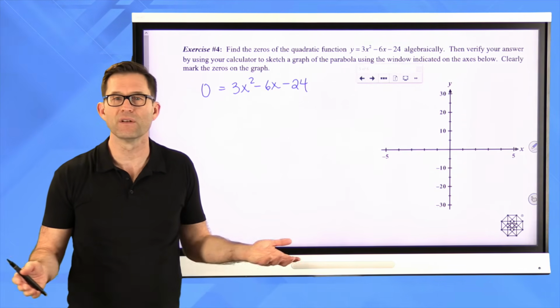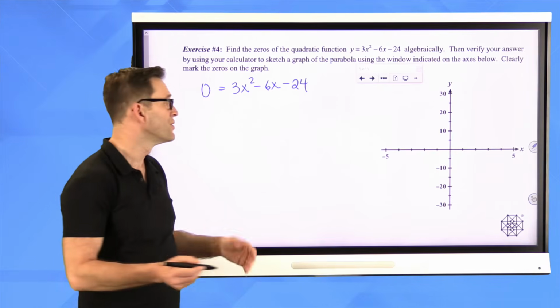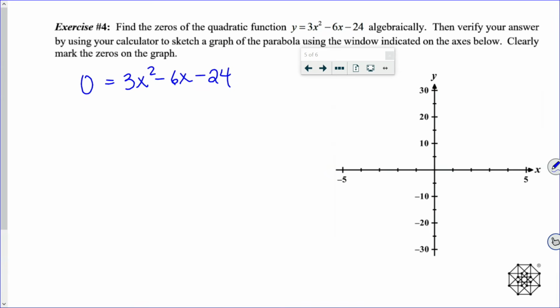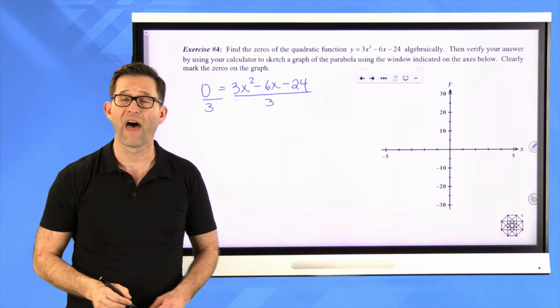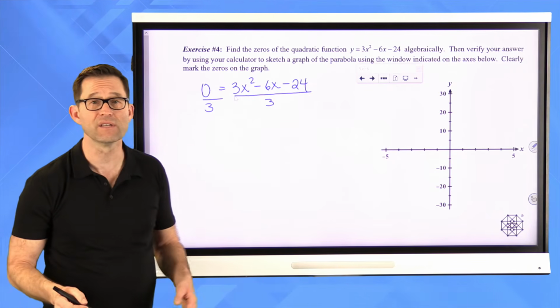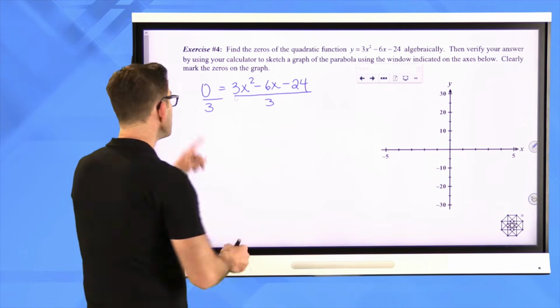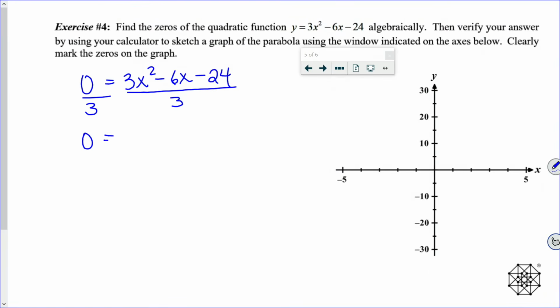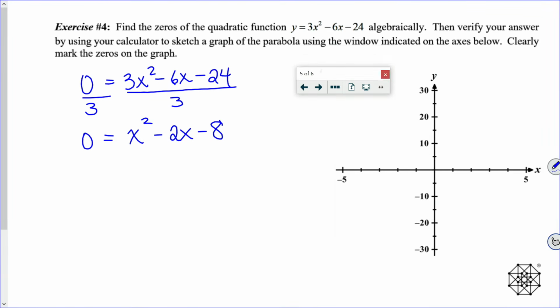Remember, there's the division property of equality. So since 3, 6, and 24 can all be divisible by 3, as well as 0, let's just start with that. Let's make our lives easy and get rid of the 3 that way. Now 0 divided by 3 is 0, and don't forget to distribute the division. 3 divided by 3 is 1, 6 divided by 3 is 2, and 24 divided by 3 is 8. So I've basically just made that equation simpler.